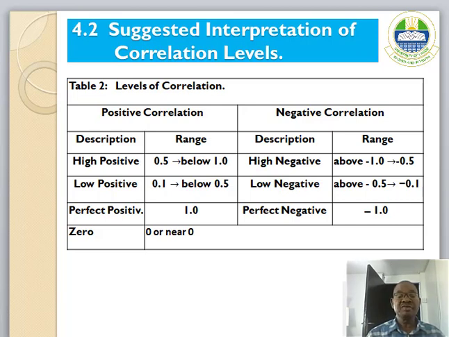Positive perfect correlation is 1, and negative perfect correlation is minus 1. Then zero correlation is when you get a correlation coefficient of 0 or near 0.